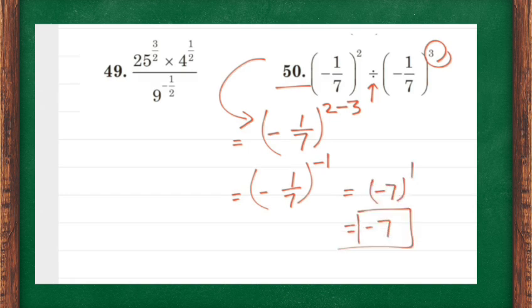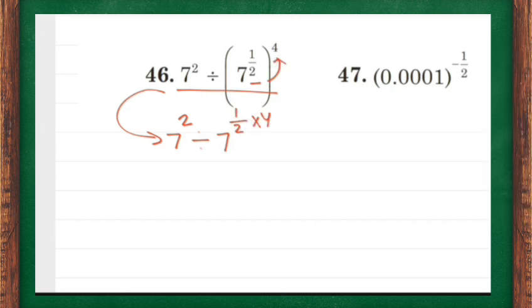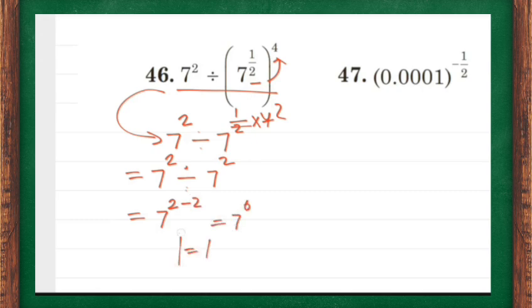Now come to next question. Here we have 7 raised to the power 2 and again we have a division sign, right? Division sign means we will subtract the powers, right? So we can write here 7 raised to the power 2 divided by 7 raised to the power 2. And we know that if any number has power 0, that will be equal to 1. Okay?